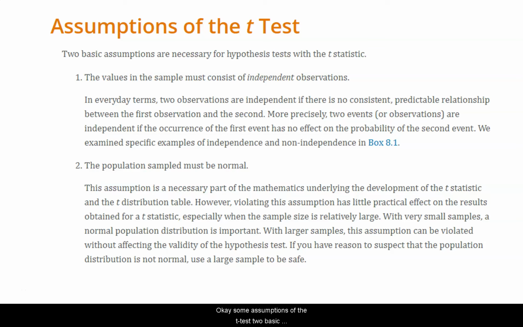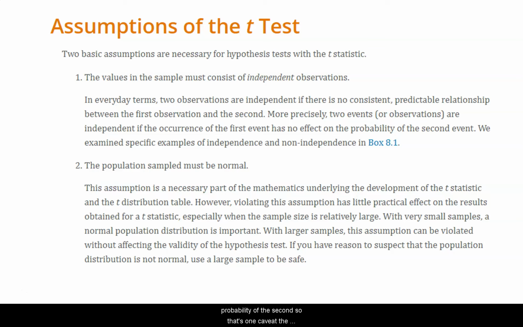Okay, some assumptions of the t-test. Two basic assumptions are necessary for a hypothesis test with t. The values in the sample must be independent observations. In everyday terms, two observations are independent if there's no consistent, predictable relationship between the first and the second. More precisely, two events are independent if the occurrence of the first event has no effect on the probability of the second. So that's one caveat.